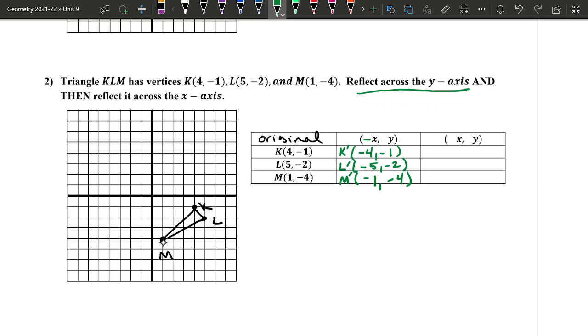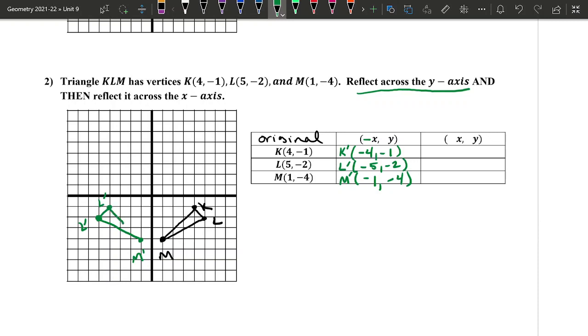I could also do it graphically. M is one space away from the y-axis, so I went one space on the other side, and that's M prime. L is 5 spaces away, so I'm going to go 5 in the other direction. 1, 2, 3, 4, 5. That's L prime. And then K prime is just over 1 and up 1. And then you should verify that your coordinates match your table coordinates.